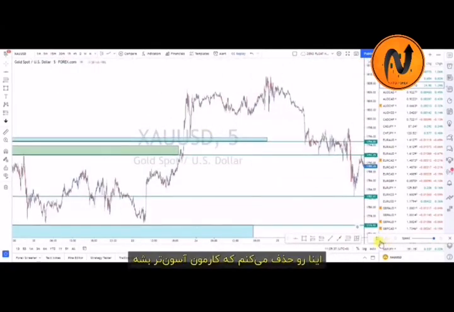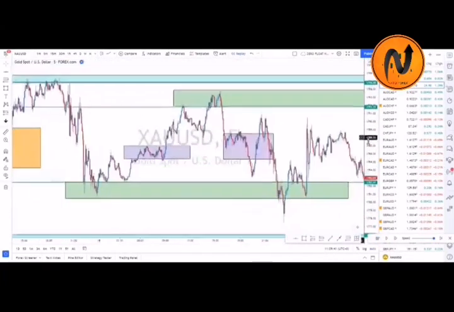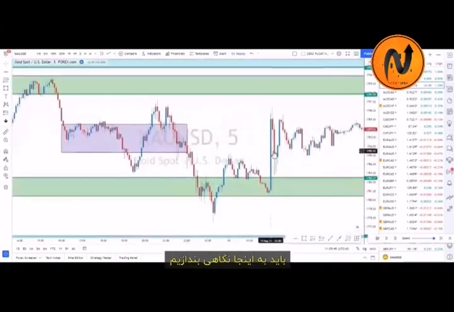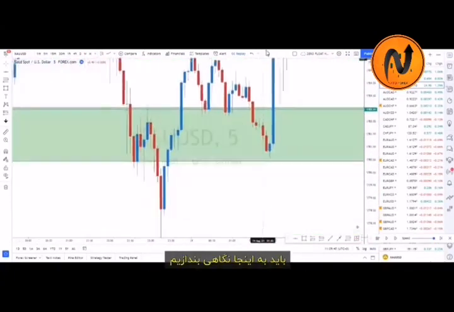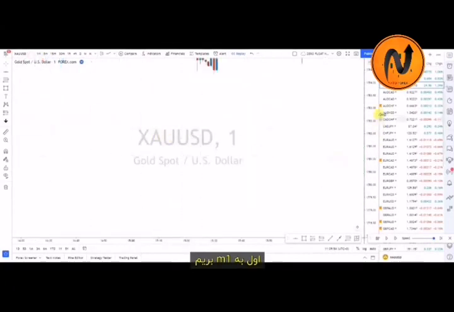I'm going to remove all this so that it's easier for us to monitor. Okay, so price will come back to this area, right? So what should we do? Let's have a look. As you can see here guys, in the M5 time frame you can also see there's a QM shape already, isn't it? But let's go to the M1 first.